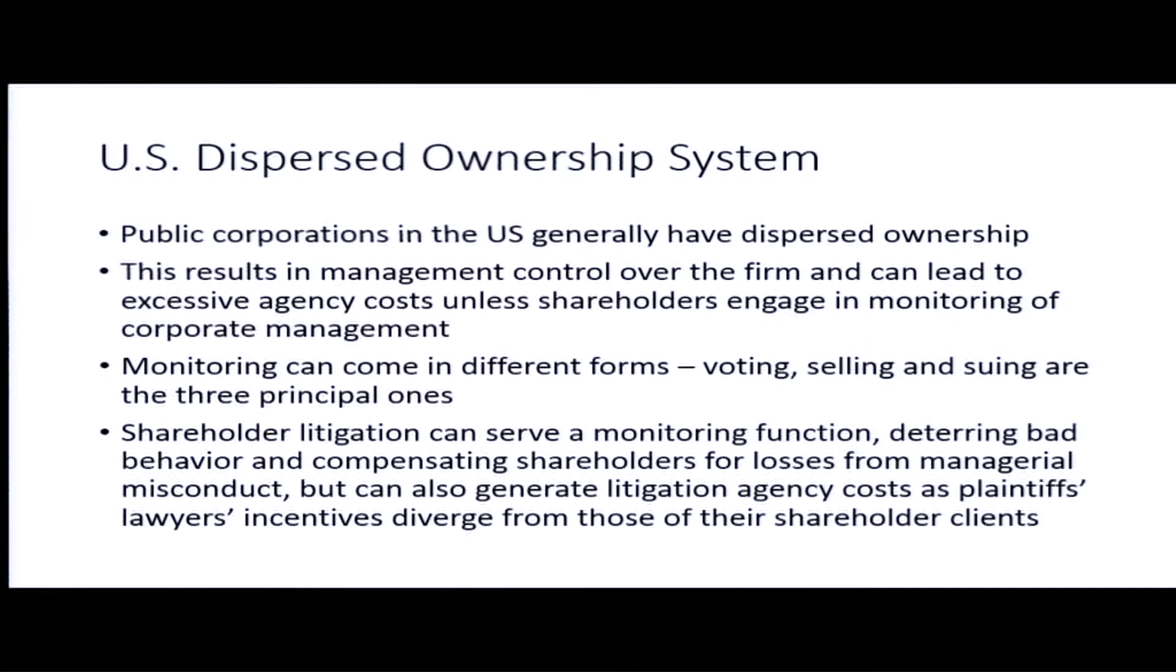So there are a variety of different techniques that shareholders use to try and curb management opportunism. And basically they break out into three categories: voting, selling, and suing. All right, so we're going to talk about suing. And the idea here is that shareholders can use litigation as a mechanism to curb management opportunistic conduct.